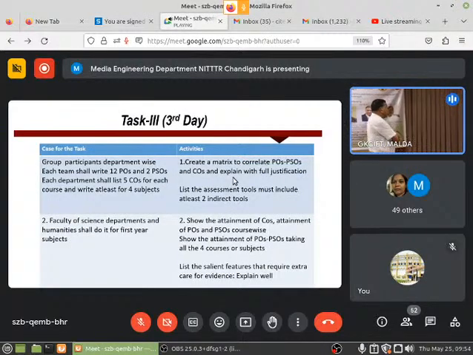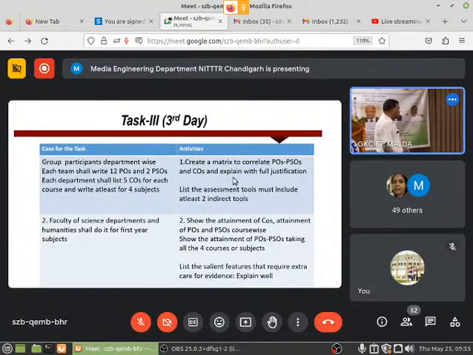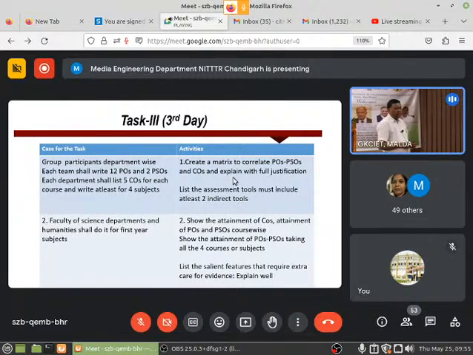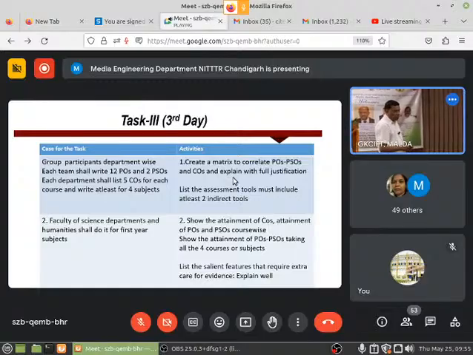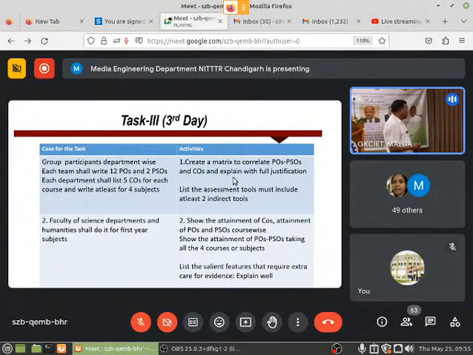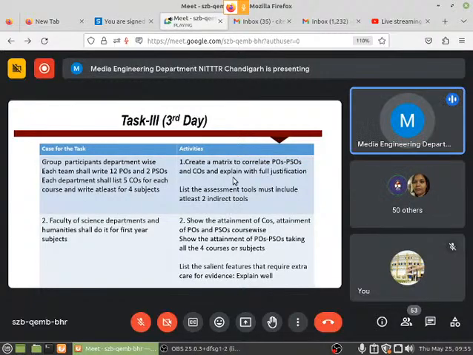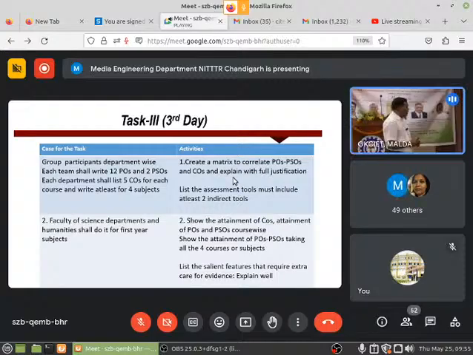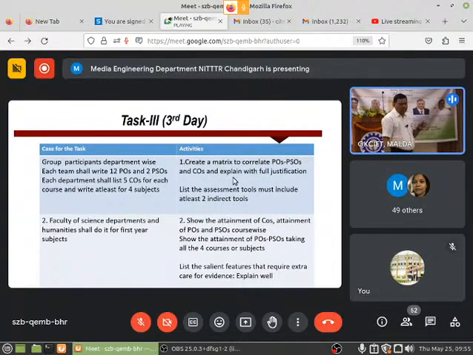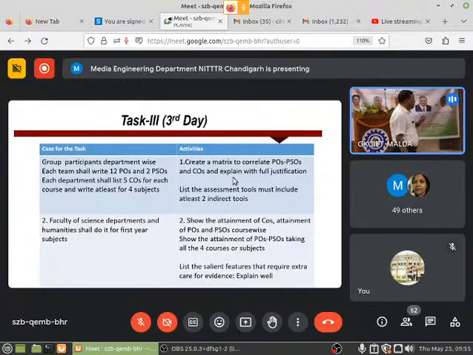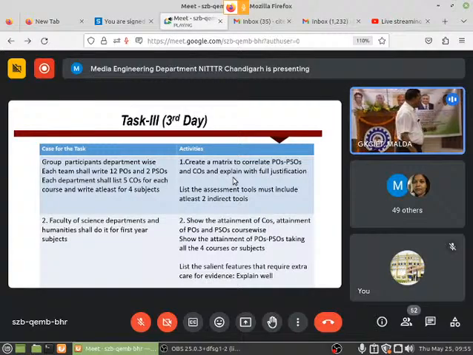Then the second center, Kamal will be going for the CO attainment calculation, only CO. You name the center. Sir, Ambala College of Engineering and Applied Research. Ambala College of Engineering and Applied Research, you will be teaching only the CO attainment procedure, the assessment tool as well as the process, and how you calculate that.